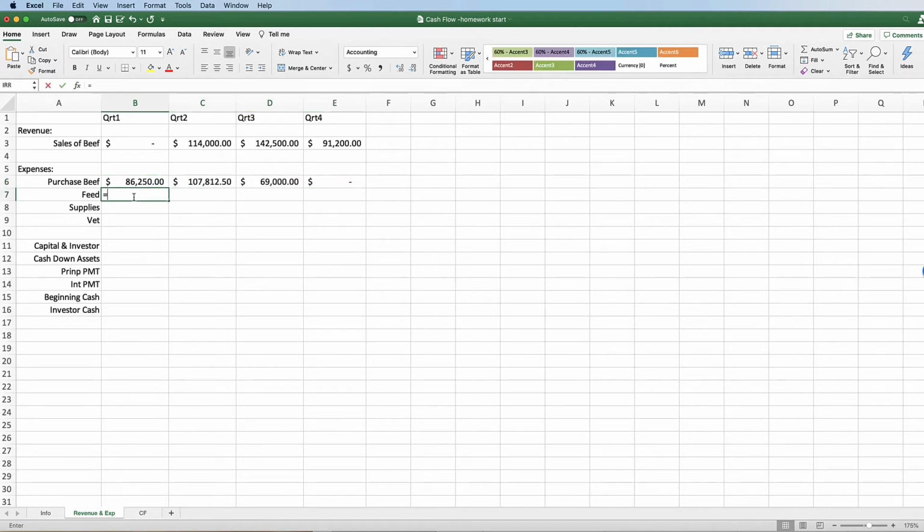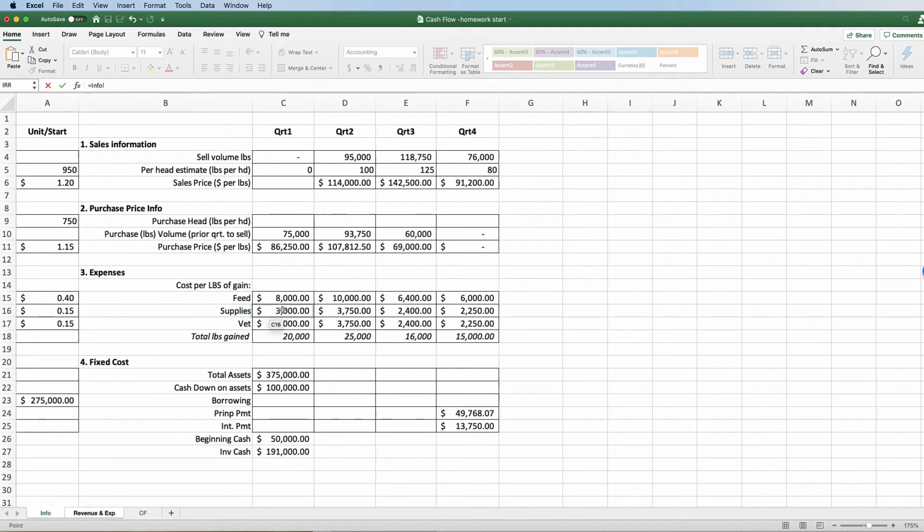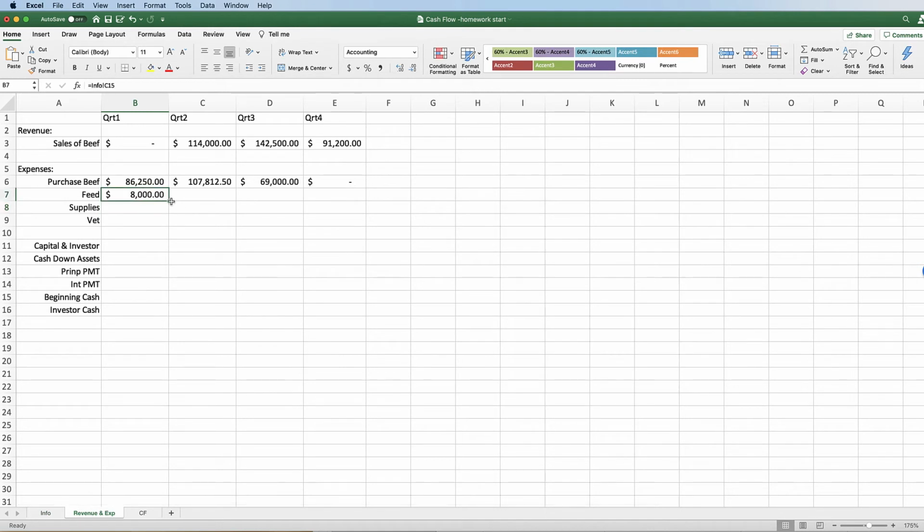Feed equals, we already did feed, supplies, and vet. Let's go look, see if it's in the same order. Feed, supplies, and vet. Perfect. So that's how much we're going to spend in feed, the quarter one. And then you can just go across that and then go all the way down and get those.